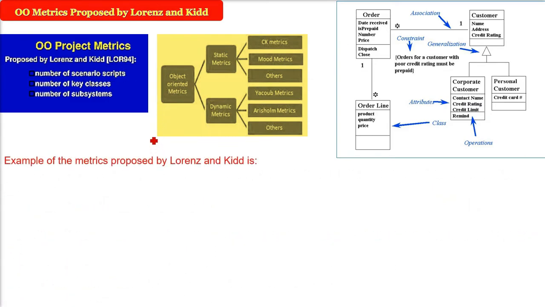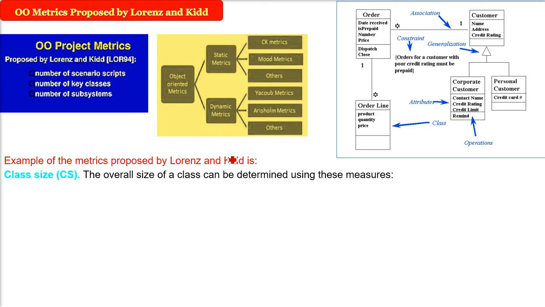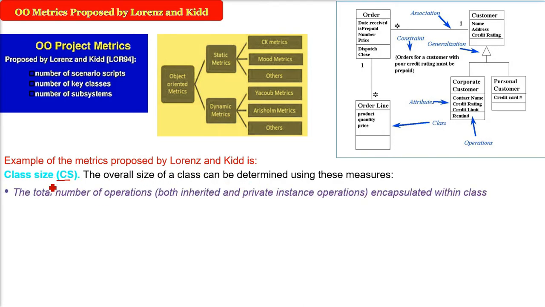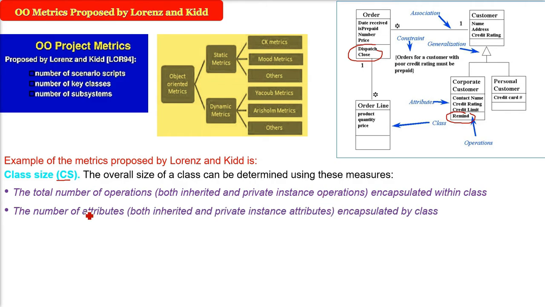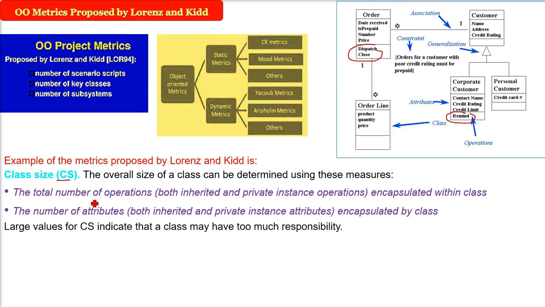So let us take the example of these metrics proposed by Lawrence and Kidd. The first one is the class size. Now the overall size of the class, how can we determine it? We have certain measures. Operations, the total number of operations, which can either be inherited or private, encapsulated within a class. That is the functions. Total number of attributes, again both inherited and private, encapsulated by the class. You can say total number of operations and total number of attributes in the class. So this is the class size.